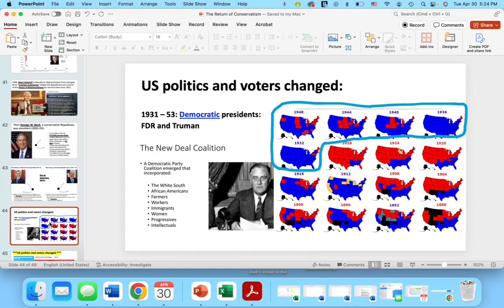So, what we see here is some changes in party in US politics. US politics and voters changed. From 1931 to 1953, we had 22 years of Democratic presidents. That's FDR and Truman. Okay, so you can see it here. FDR wins in a landslide, Republican Hoover is tossed out, and the country is mostly blue for a long time. The country is mostly Democratic. And the Democratic support came from the white South, the African Americans, farmers, workers, immigrants, women, progressive intellectuals, calling for a more active government. They liked the New Deal jobs program because it helped America deal with the Great Depression.